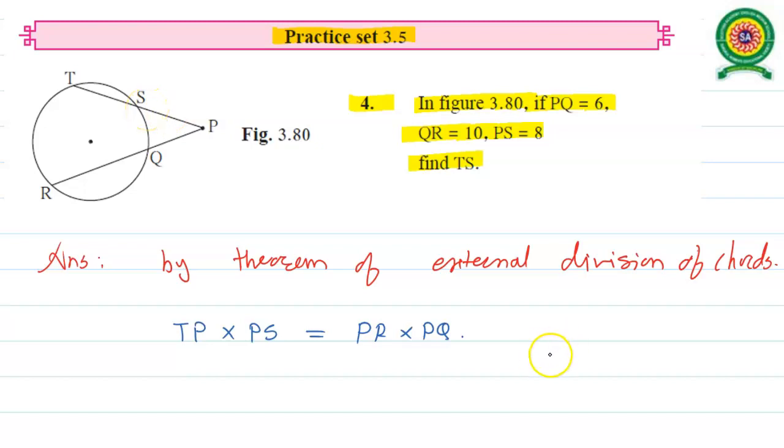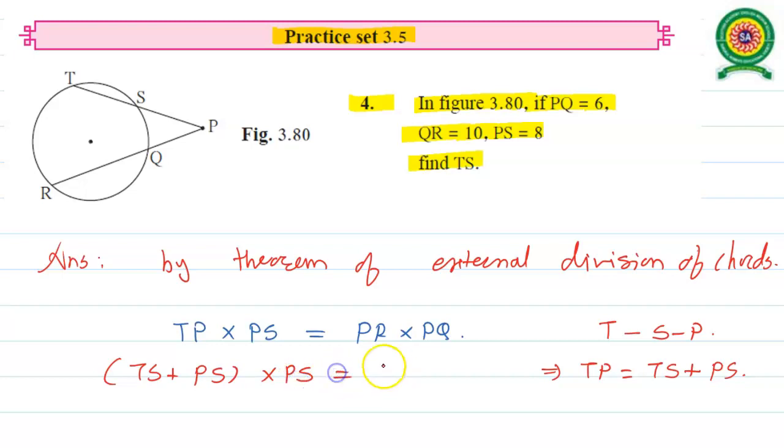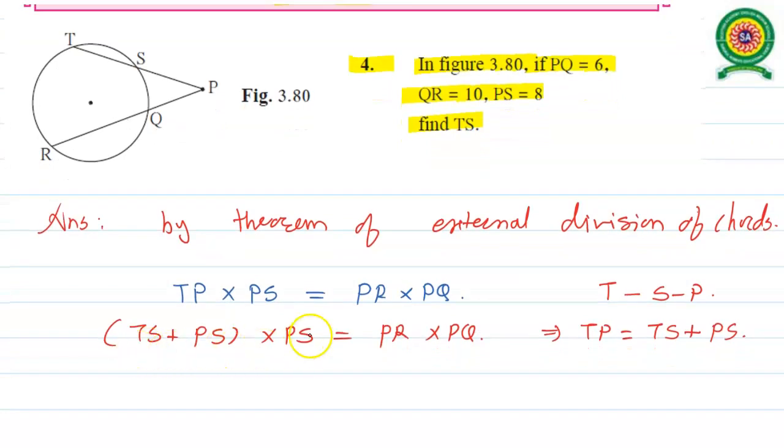In the rough work, T, S, P are collinear. So that implies the value of TP is nothing but TS plus SP. So TP equals TS plus PS, into PS, equals PR into PQ. Now try to replace whatever data we have been given by their values. At last, PQ equals 6.